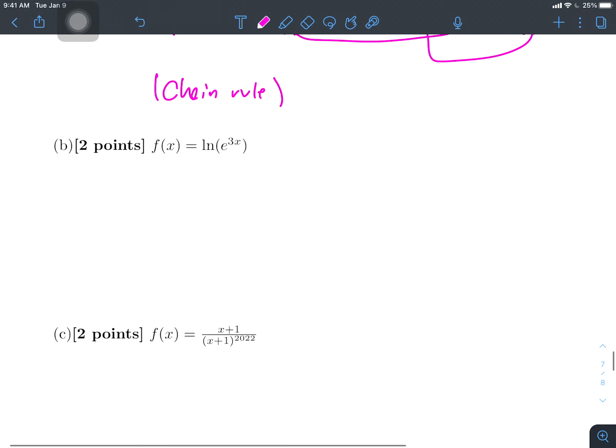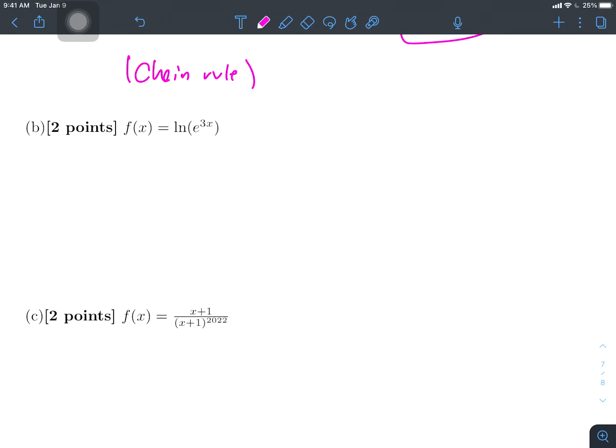So ln of e to the 3x. Okay, this one you could do two ways. You could think of it as a chain rule if you want, by saying, well, I have an inner function e to the 3x and an outer function ln. So if you want to use the chain rule, you can do that, and you can say that this is going to be 1 over e to the 3x times, and now needs to come the derivative of e to the 3x, the inner function. So that would be e to the 3x times 3. So you would cancel these guys, and you would get 3.